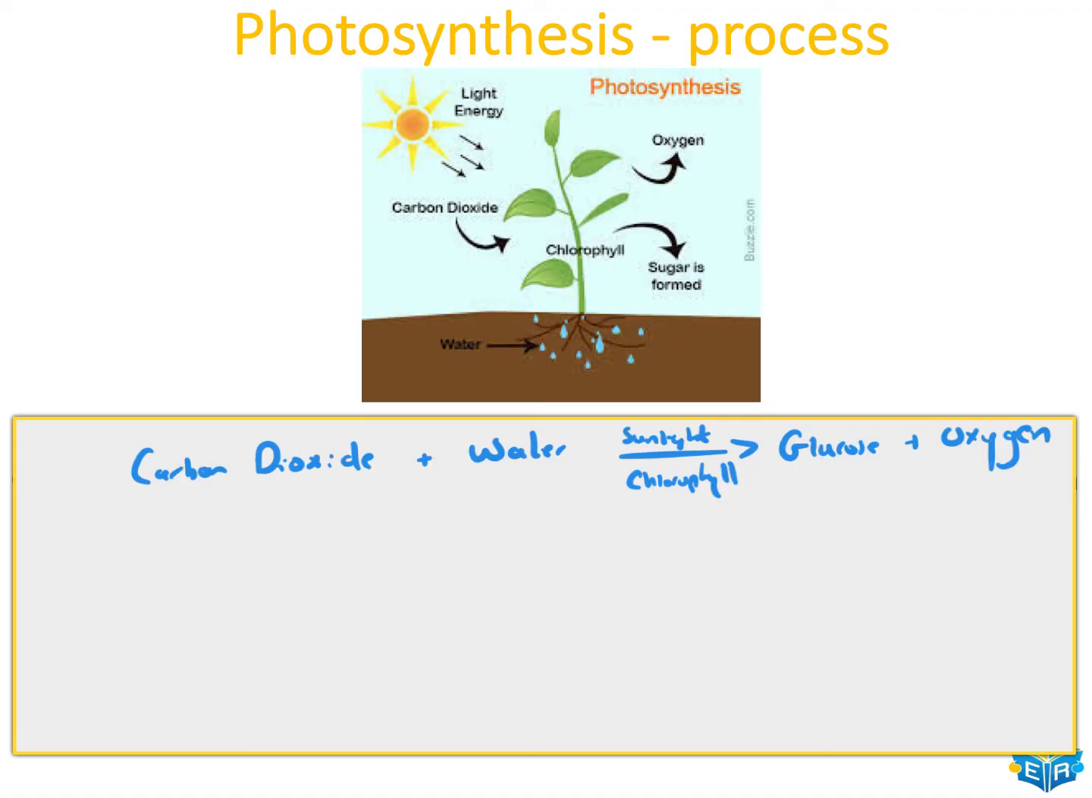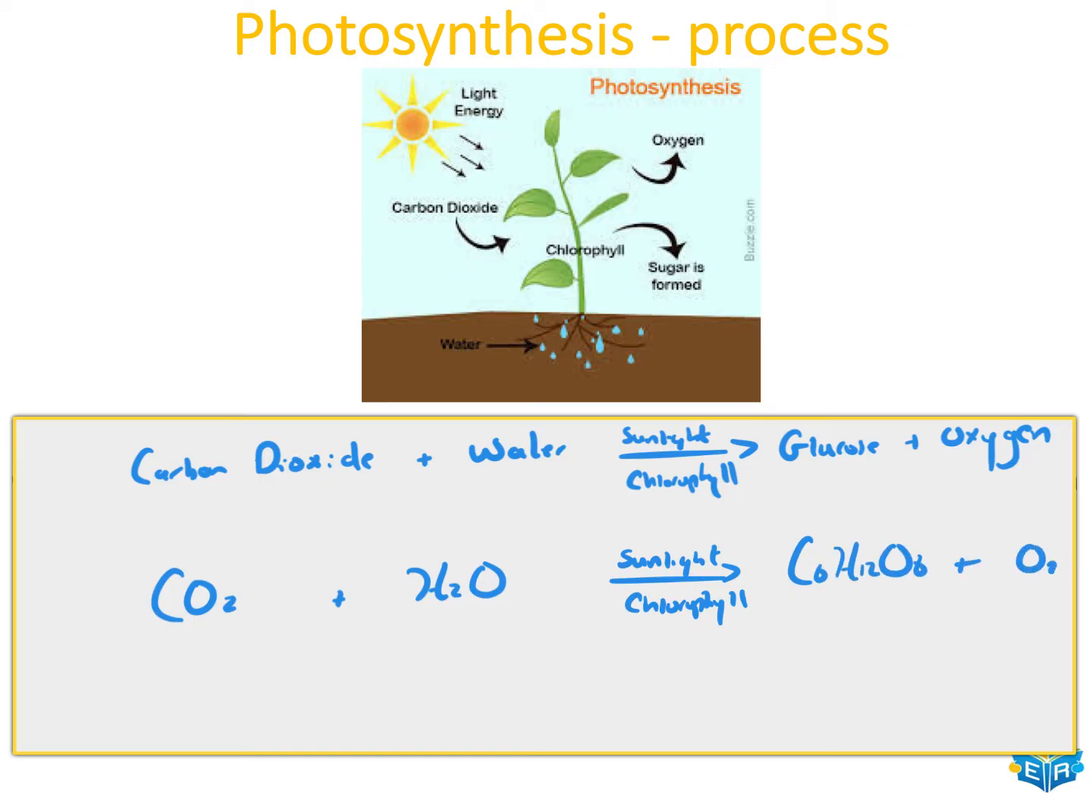oxygen. Now, if we were to put that into a chemical equation, carbon dioxide is CO2, water is H2O. We're going to keep sunlight and chlorophyll just as words. Glucose is C6H12O6 and oxygen is O2. Now, this needs to be a balanced chemical equation.